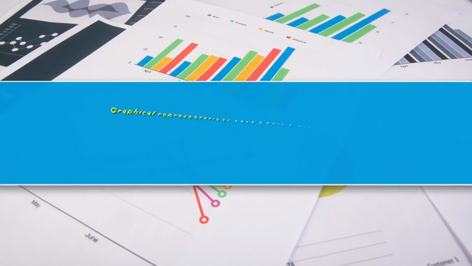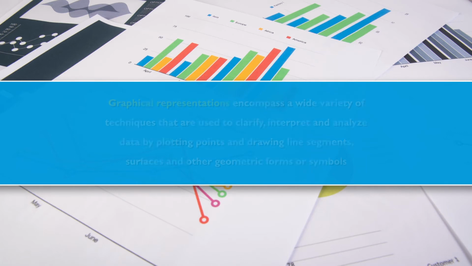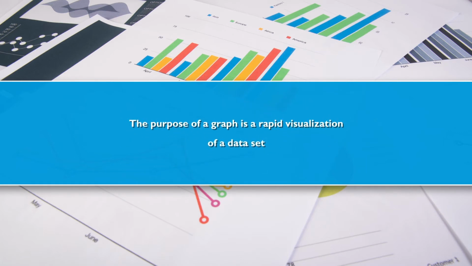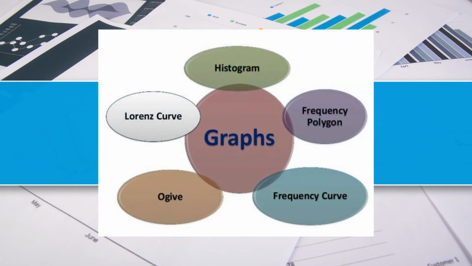So graphical representation encompasses a wide variety of techniques that are used to clarify, interpret, and analyze data by plotting points and drawing line segments, surfaces, and other geometric forms or symbols. We are going to talk about all those things. The purpose of the graph is rapid visualization of data. A choice among graphic techniques also depends on the proposed use to which the chart will be put. These are the graphical presentations which are omnipresent in the present scenario: Lorenz curve, histogram, frequency polygon, frequency curve, and ogive. All these come under the ambit of graphs of time series.